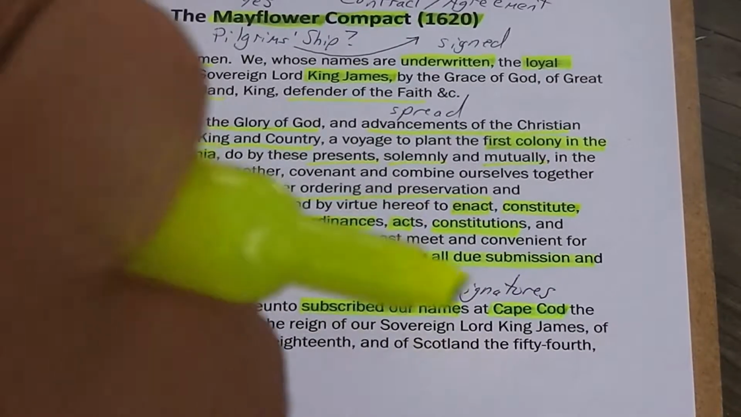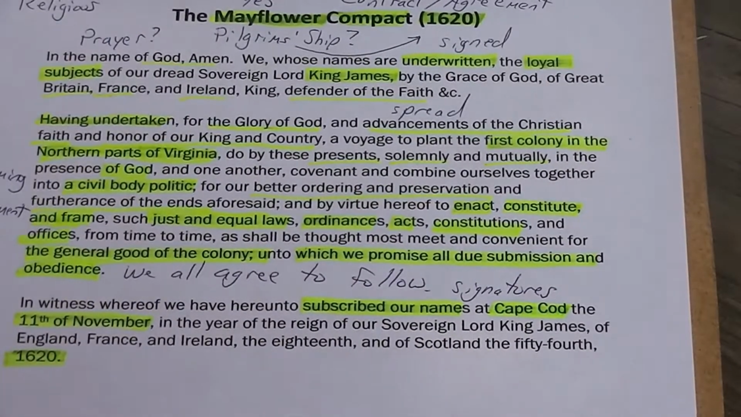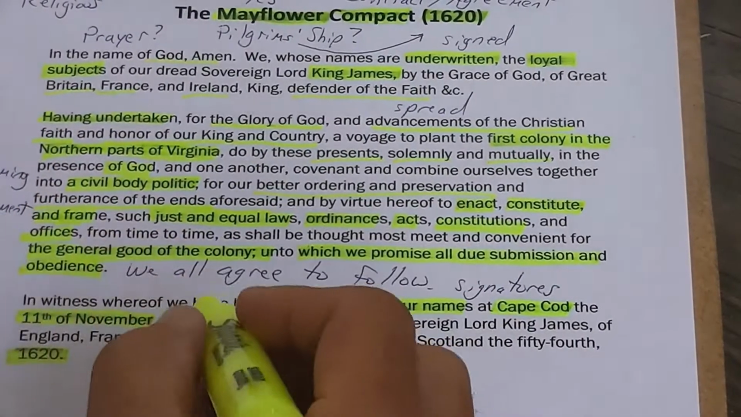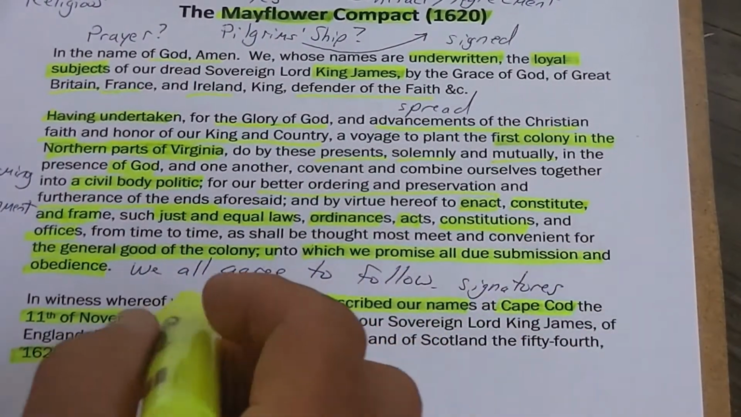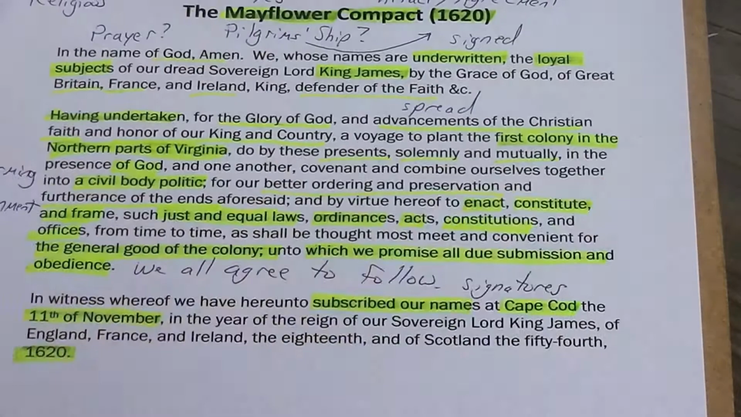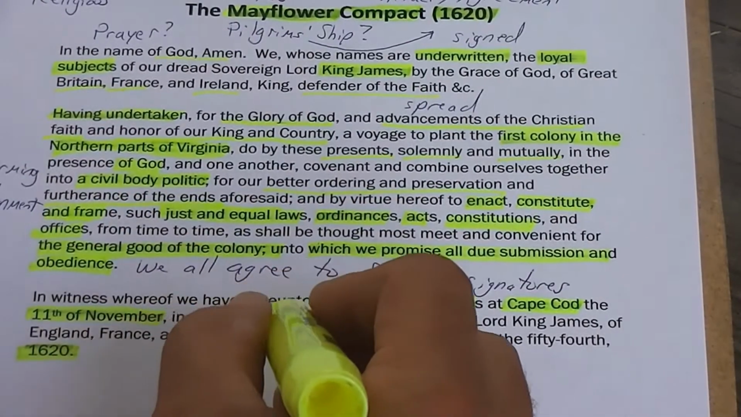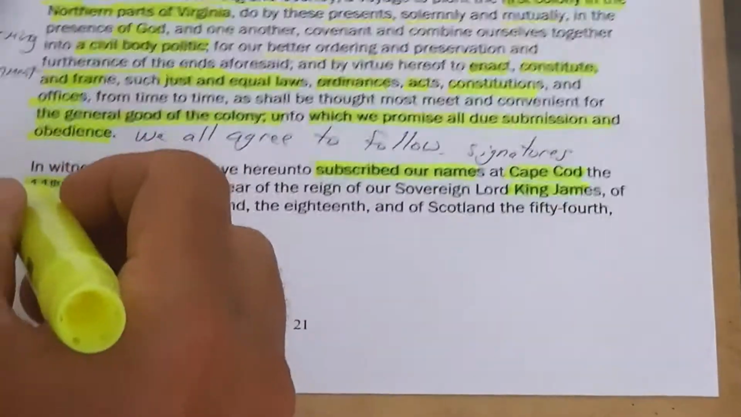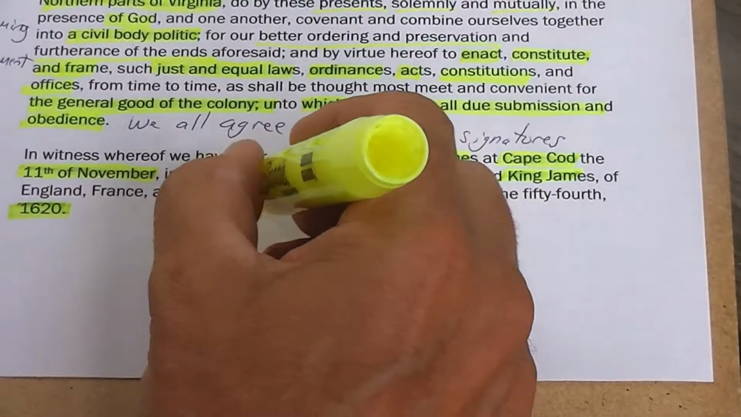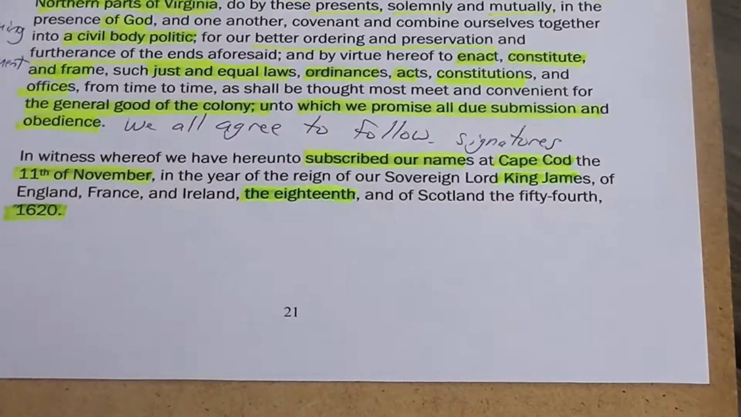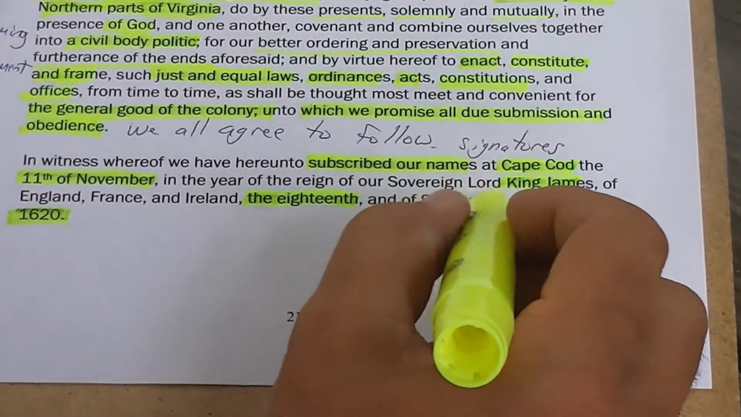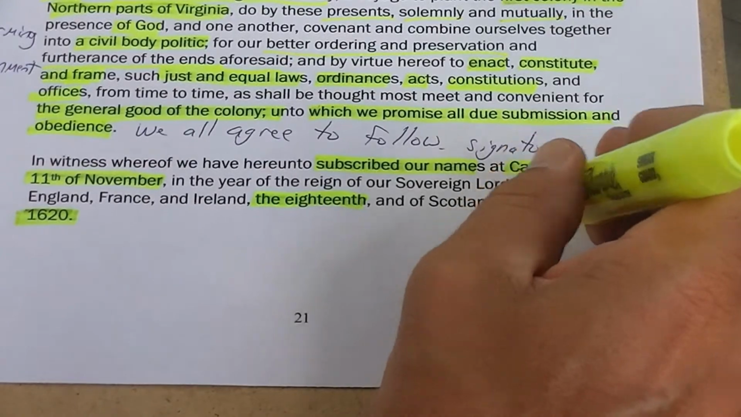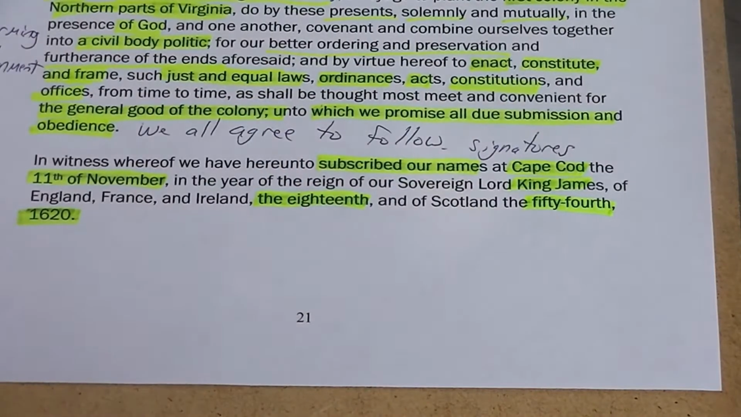So that's the little peninsula of Massachusetts that sticks out into the ocean. We know the date, the 11th of November. And then, again, they're going to mention the king, and they're doing him honor by mentioning how long he's been the king. "In the year of the reign of our sovereign Lord, King James of England, France, and Ireland," he's been king of those places for 18 years, "and of Scotland, the 54th." He's been king of Scotland for 54 years, the year 1620.